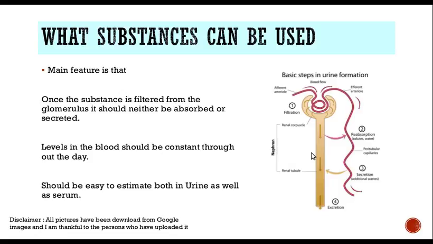Second, the level of the substance in the blood should be constant throughout the day. There should be no fluctuating rise or fall of the substance. Third, it should be easy to estimate both in the urine and in the serum.